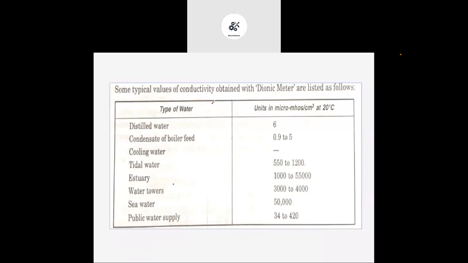The second instrument: there are different types of meters or instruments which are used to find out the dissolved solids.